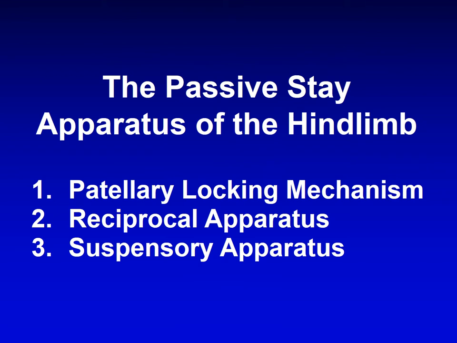The passive stay apparatus of the hind limb consists of three different mechanisms. The first one is the patellar locking mechanism. The structures that are associated with this mechanism are the patella, the patellar fibrocartilage, and the medial and the lateral patellar ligaments.